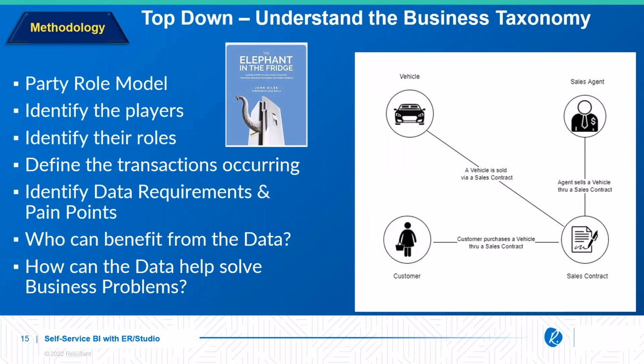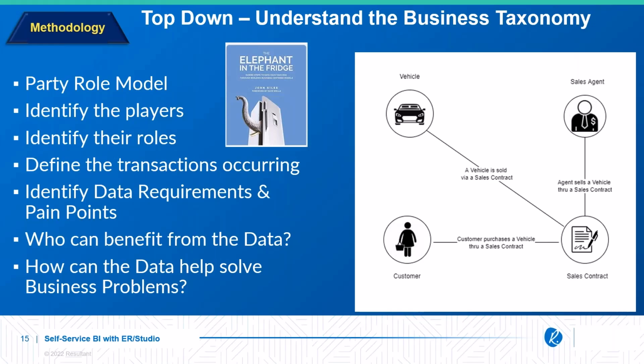So then the next thing that we're going to do is we have to understand the taxonomies. Once you've got the domains, now you break down into a smaller domain, okay? You have to understand what are the things in the business and how do they interact.